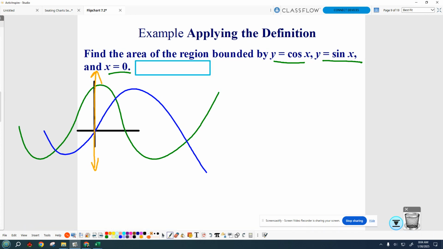I used to ask the question like this: find the area of the region between y equals cosine x, which is the green line, y equals sine x, the blue one, and x equals 0, the y-axis, the orange line. So what's the area trapped? Well, it's this, or it's this. It needs to be the area that touches all three colors. Some students want to include this stuff. That doesn't hit the x-axis, it's not included.